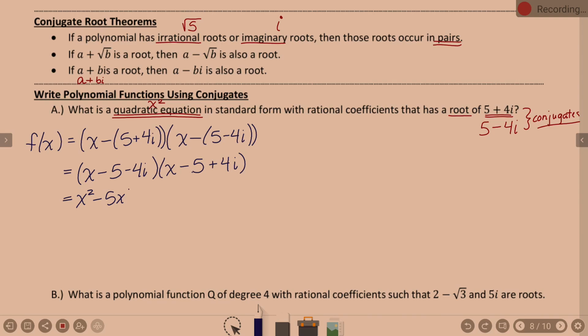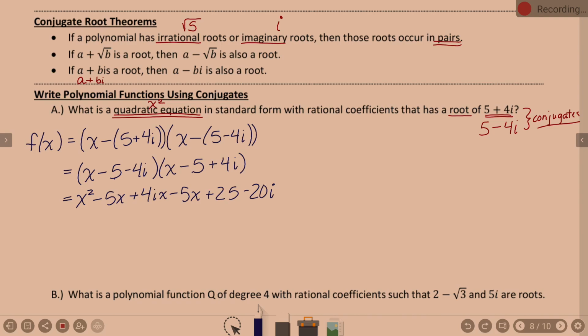And x times 4i. I like to write it as plus 4ix. Then I'm going to take my negative 5 in the first parenthesis and distribute it to the second parenthesis. Negative 5 times x, minus 5x. Negative 5 times negative 5, plus 25. Negative 5 times 4i, minus 20i. And then I'm going to take that negative 4i and distribute it.